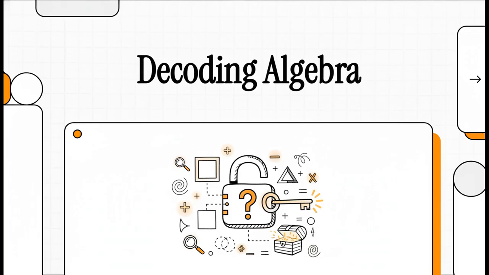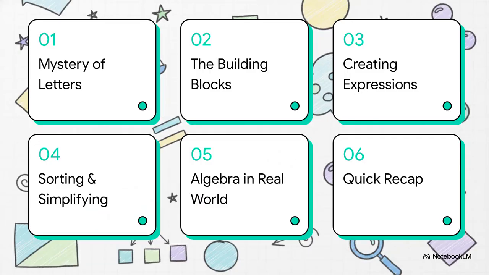By the end of our time today, you're going to see this whole new invisible code that actually helps run the world around us. To solve our mystery, we definitely need a plan. So here is our decoder blueprint. We'll start with the mystery of letters, then look at the building blocks. After that, creating expressions, sorting and simplifying, algebra in the real world, and we'll finish up with a quick recap. Let's jump right in. Section 1.